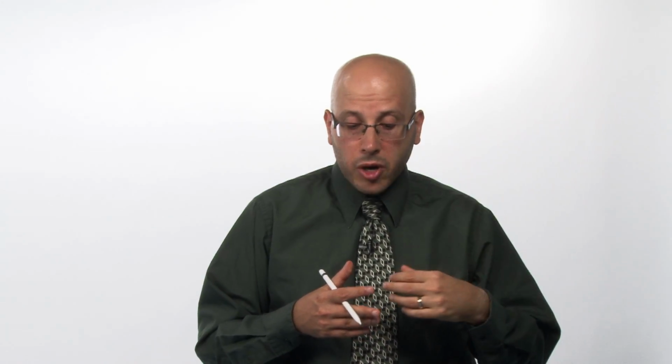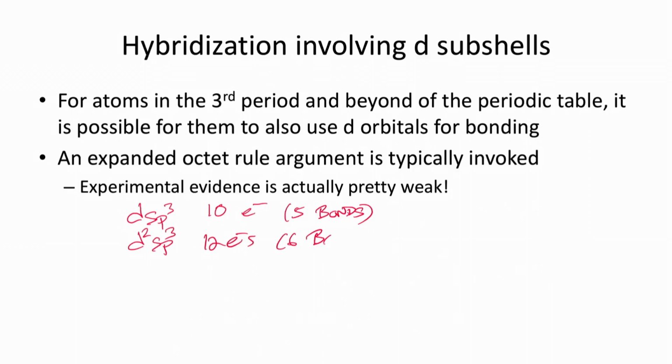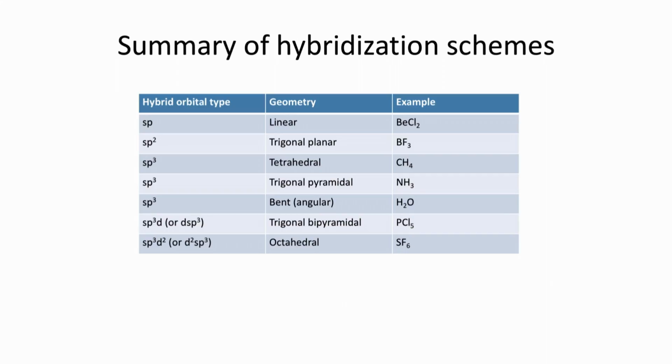It is possible to have hybridization with other orbitals besides s and p, like the d subshells, but these usually have to do with expanded octets. So you might have, for example, something like dsp3 or d2sp3, where I might have to use 10 electrons to make 5 bonds in the case of dsp3, or maybe I have 12 electrons that I need to make 6 bonds in the case of d2sp3. Even though we use these things, the experimental evidence is actually pretty weak as far as justifying that they're there.